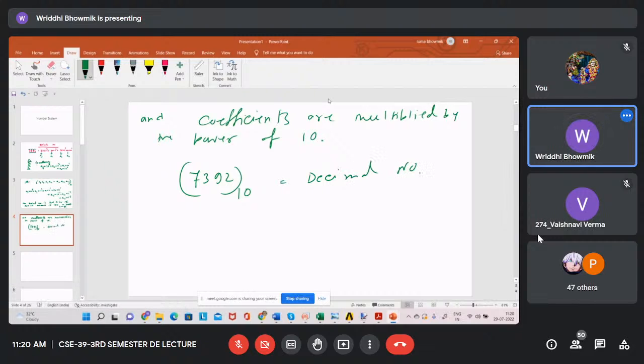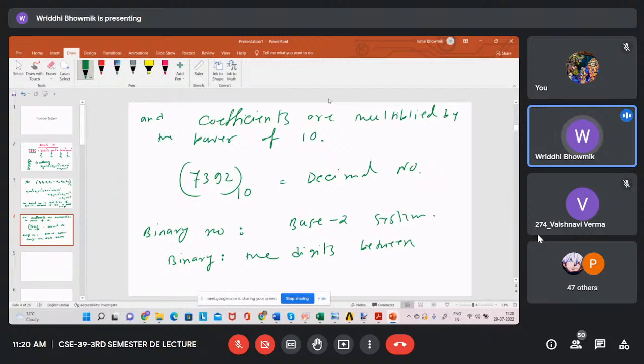Okay. Now the binary number. It is the base 2 system. Because in case of binary, the digits are only 0 and 1. Two distinct values.